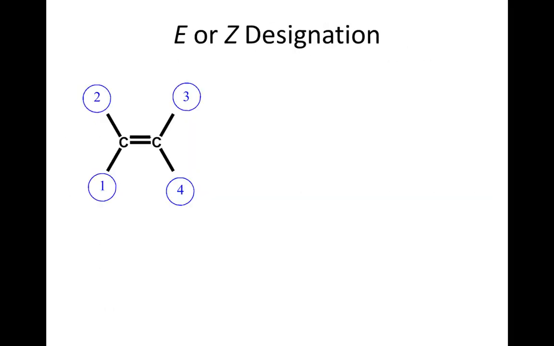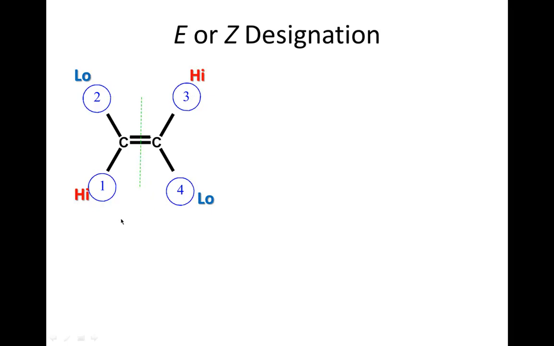So here's what I'm talking about. Suppose that we've established our priorities around this molecule, and so we come up with these priority designations. If we look at this carbon of this double bond, in other words, we're going to divide it in half and look on this carbon. Well, 1 is higher in priority than 2, so we'll label that one as high and this one is low. Now we look at this end, 3 is higher than 4, and so we'll label it accordingly.